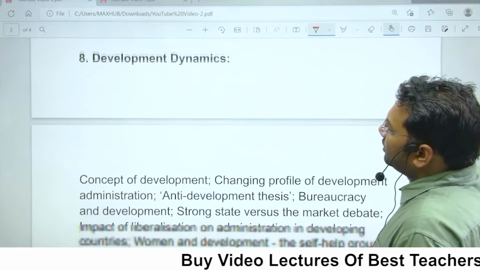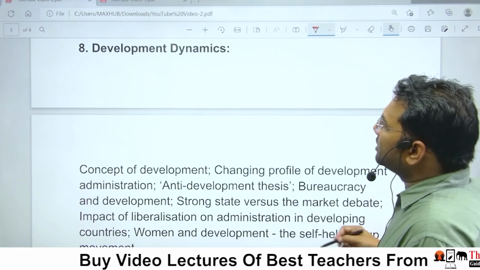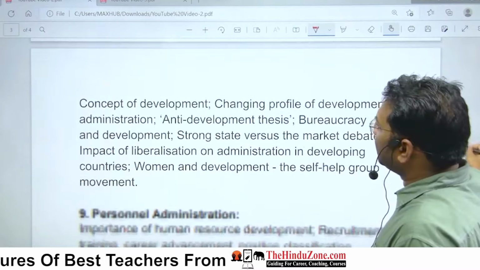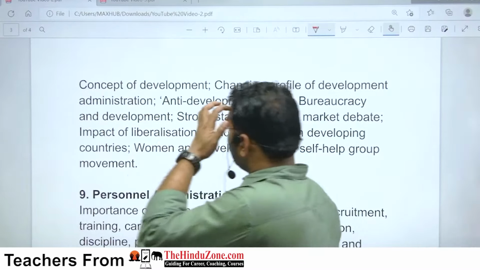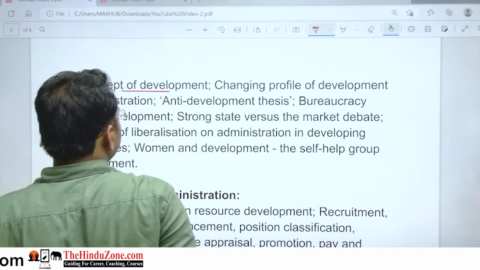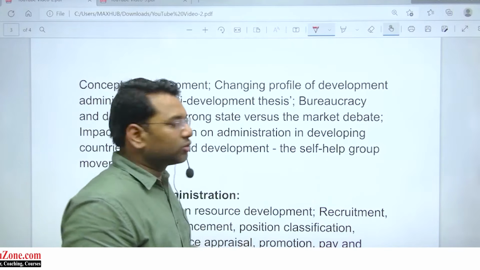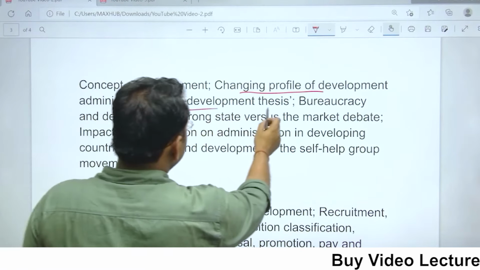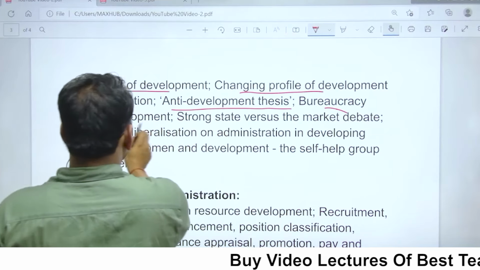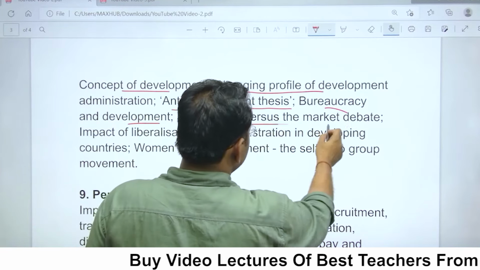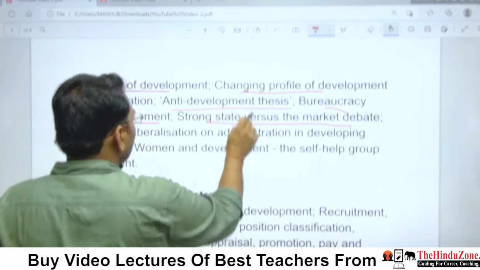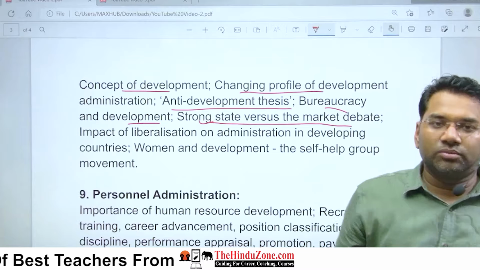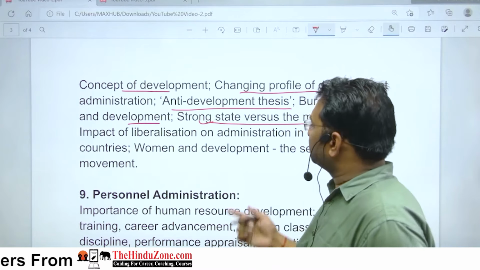Then after that we will be having the next, that is the development dynamics. Development dynamics में बहुत सारी चीजें आ जाएंगी, like how things are being developed, okay, and concept of development समझेंगे, what is this development and how it used to take place. We'll talk about changing profile of development administration, then the anti-development thesis, the bureaucracy and development, the strong state versus market debate. Okay, strong state versus market debate, that means whether there should be a strong state or there should be more room for the market to play.